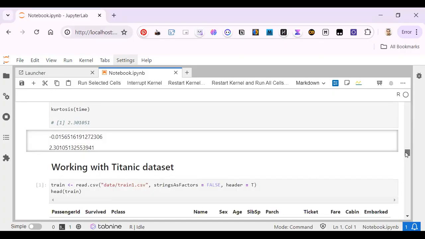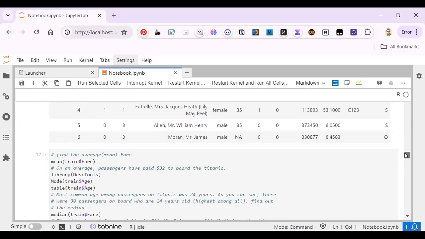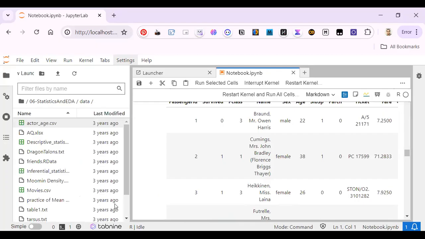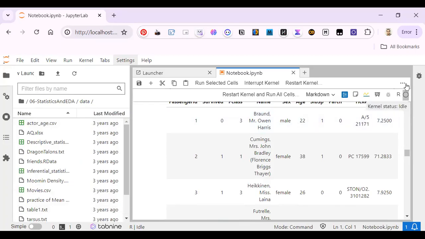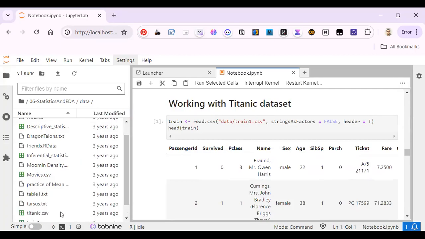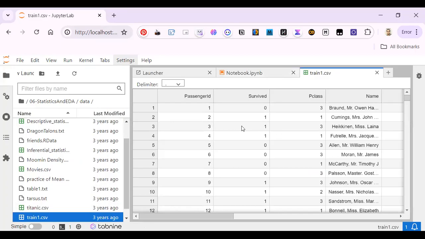Now, in the meanwhile, we'll take one data set and make sure we understand how these values work. For that, I have taken the Titanic data set. If you go to data, there is a train one CSV file. I'll just provide it here. If you want to open it directly, you can open train1.csv, and the CSV file is displayed directly. It indicates the Titanic ship incident data.